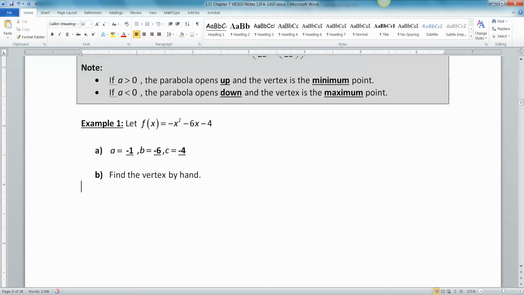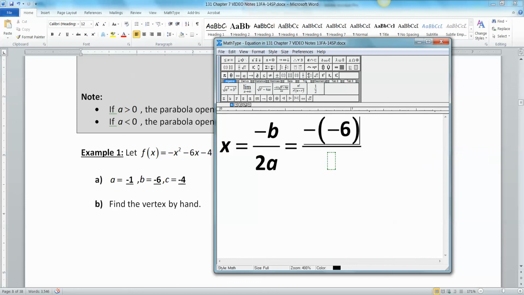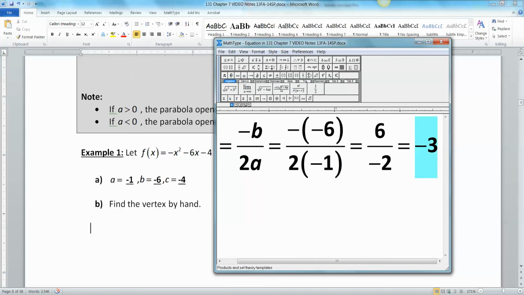All right, so now we're going to find the vertex by hand. So first thing we're going to have to do is find x. X is negative b over 2a. Okay, so that's negative, negative 6 over 2 times negative 1. So there's your b right there, which is negative 6, and there's your a, which is negative 1. Okay, negative negative 6 is positive 6. 2 times negative 1 is negative 2. And that means our result is negative 3. So there's our x value right there.